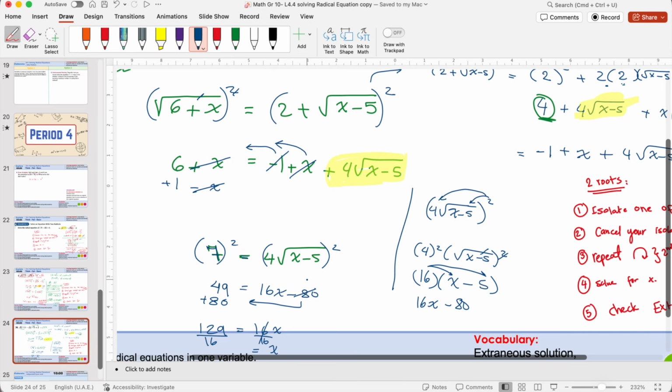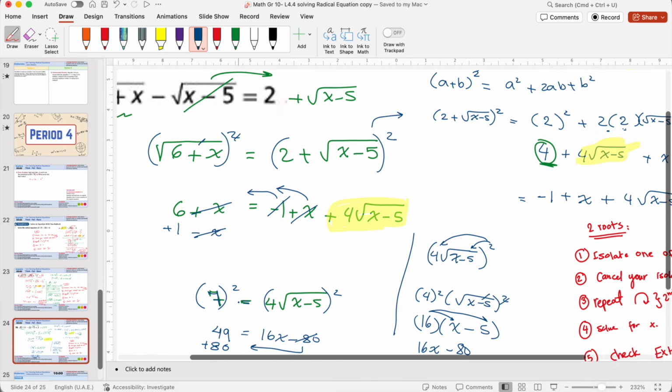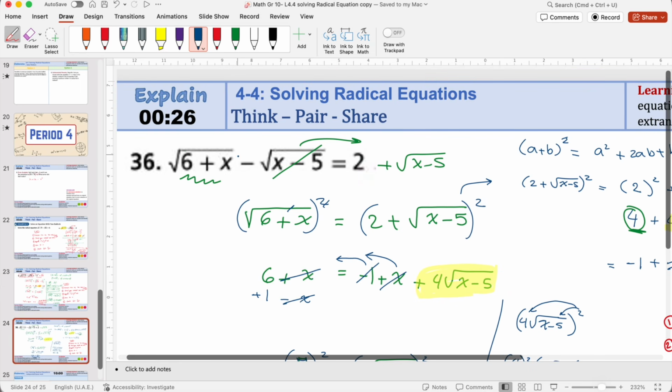That's a decimal number of 8.0625. Again, you have to check for extraneous solutions by plugging this number in instead of every single x here. 8.0625. Solve, you should get 2. If you did not get 2 or you got an error, that's an extraneous solution.